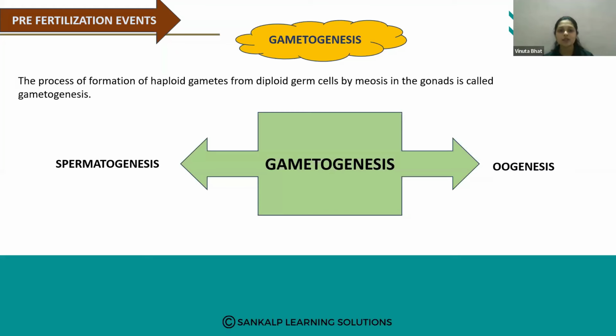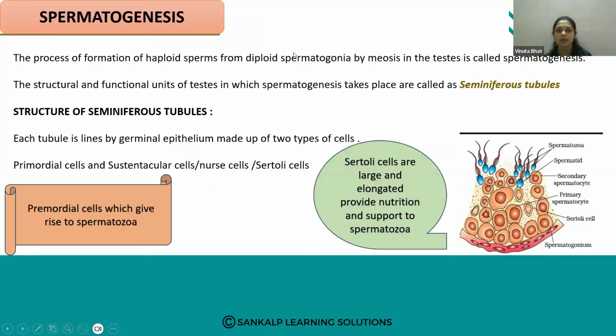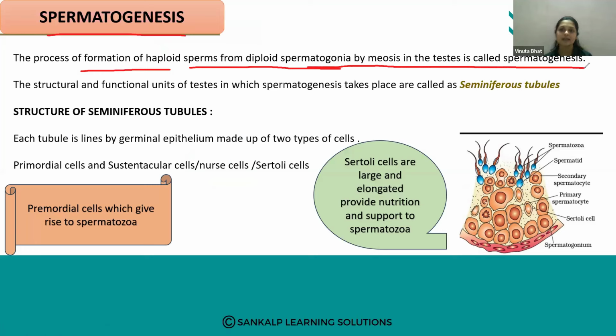Gametogenesis involves spermatogenesis and oogenesis. Spermatogenesis means the production of sperms, and oogenesis is the process of formation of the ovum or ova. Let us study spermatogenesis. What is spermatogenesis? The process of formation of haploid sperms from the diploid spermatogonia by meiosis in the testes is called spermatogenesis. That is the definition.